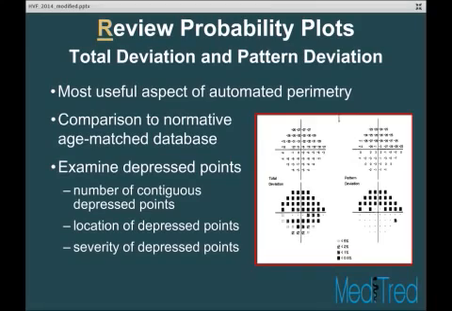The total deviation and pattern deviation are the most useful aspects of automated perimetry due to the comparison to a normative age-matched database. It's important to examine depressed points, to pay attention to contiguous depressed points, the location, and the severity. As you see in the bottom legend, the different boxes vary in terms of the degree to which that test point differs from the age-matched control. The darker boxes indicate worse depression, such as would be seen in less than 0.5% of a normal population.